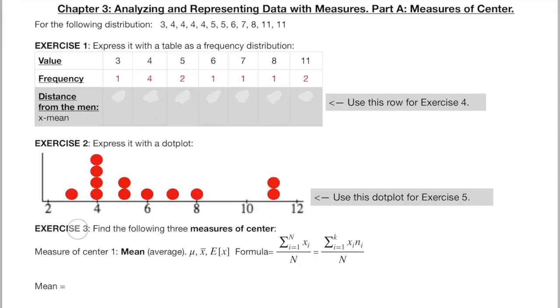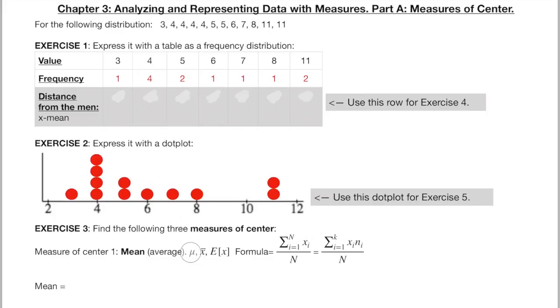Exercise 3. Find the following 3 measures of center. The first one is the mean, sometimes called average. Notice that there are 3 notations typically used for the mean: mu, x bar, and E of X, expected value of X. We use them in different scenarios.